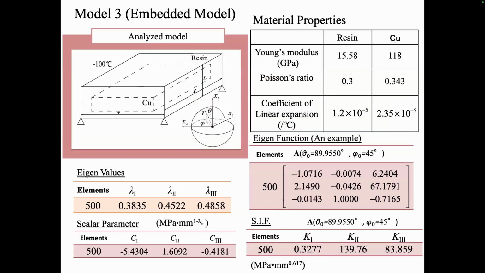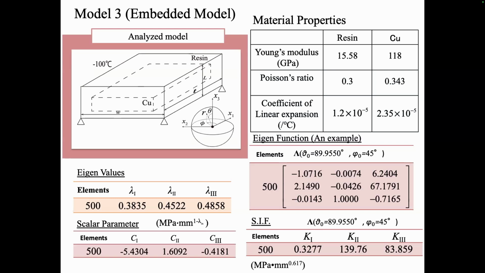The next one is the embedded example. As you can see, copper is embedded in epoxy resin, and we change the temperature by minus 100 degrees centigrade, and we obtain these three eigenvalues. We can also obtain the scalar parameters like this, and the stress intensity factors for these angles. We can also obtain other angles.